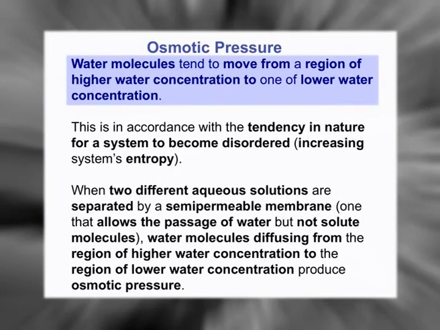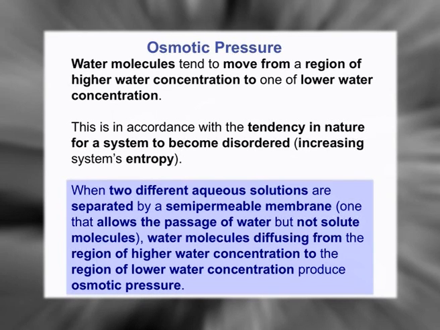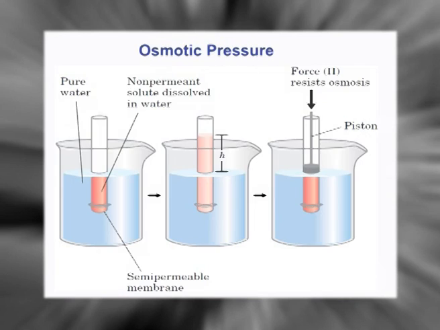Now, water molecule always has a tendency to move from a region of higher concentration to that of lower concentration, similar to the diffusion process. This is governed by the second law of thermodynamics, that is, any system wants to go to more randomness or disorder, that is, increase in its entropy. Now, if two aqueous solutions are separated by a semipermeable membrane, that is a membrane that allows the passage of water molecules only, or solvent molecules in general, but not the solute molecules, then water molecules will diffuse from the region of higher concentration to that of lower concentration, and in this way it would produce a force which is called osmotic pressure.